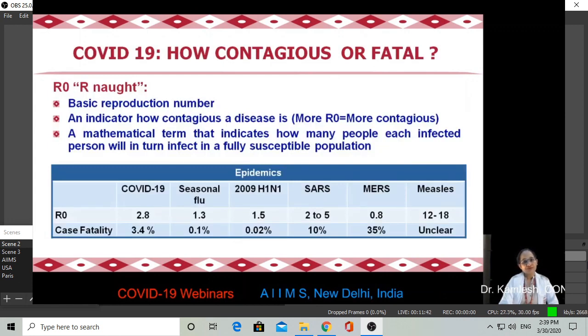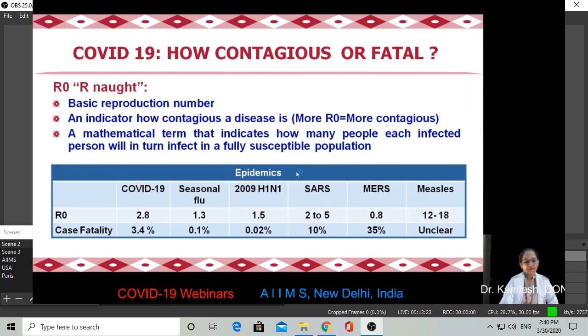How contagious or fatal is it? The contagious part can be indicated through R naught, which is the basic reproduction number. It is a mathematical term that indicates how many people each infected person will in turn infect in a fully susceptible population. For COVID-19 the R naught is 2.8. That means one infected individual could infect up to 2.8, that is up to 3 individuals, who in turn could infect another 3 individuals.